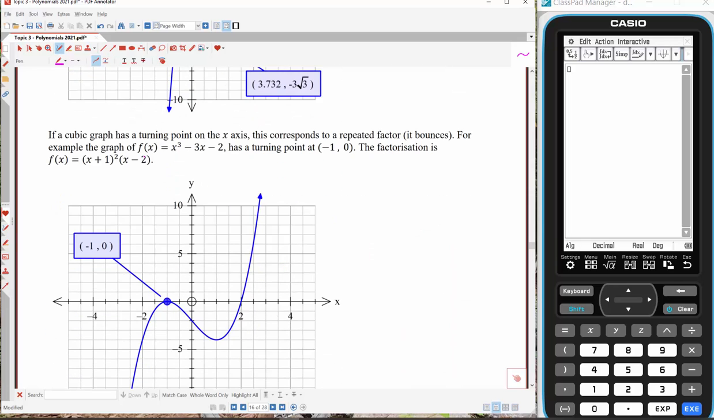Right, so if a cubic graph has a turning point on the x-axis, this corresponds to a repeated factor. And mathematically, quite incorrectly, I say it bounces. So that's the way I think about it, it bounces. So here we've got a repeated factor. I imagine it coming up, bouncing off there and continuing. So it can bounce, hit it and come back down, or it can come down, bounce and come back up again. And the way that looks in the factorization is like that, x plus 1 all squared.